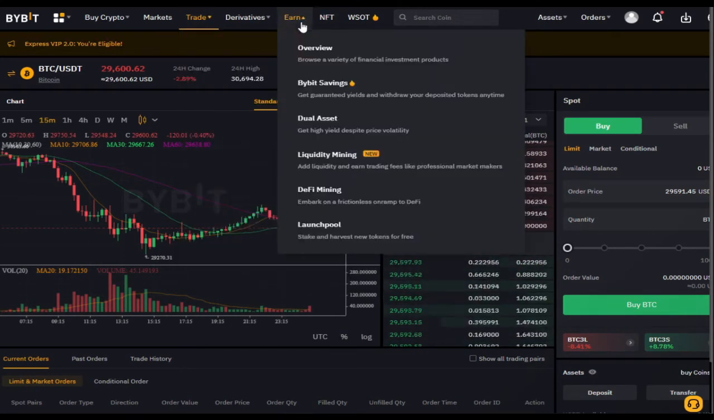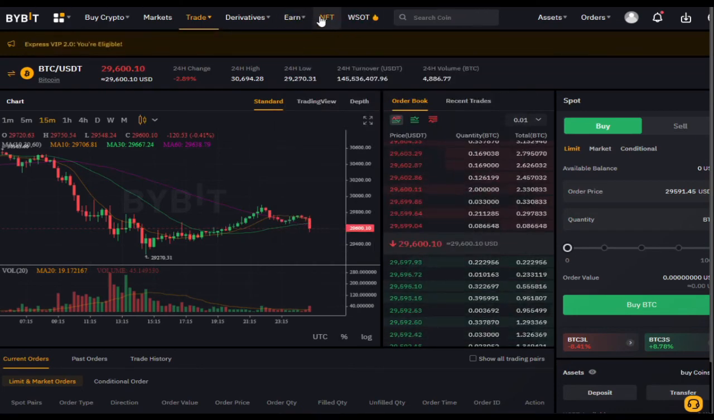Skip over to earn. I never use this tab, but it looks like this is, you can do a little passive yield farming here. NFTs, don't use that tab either.